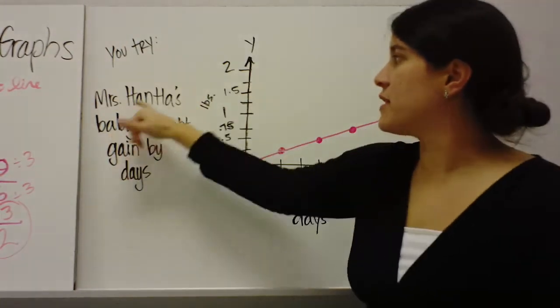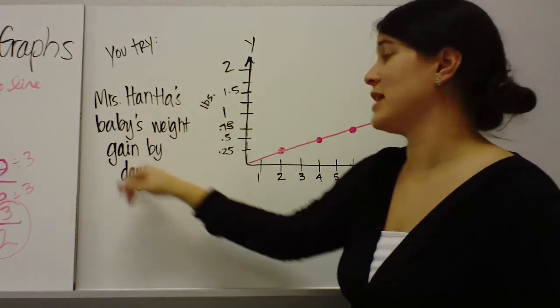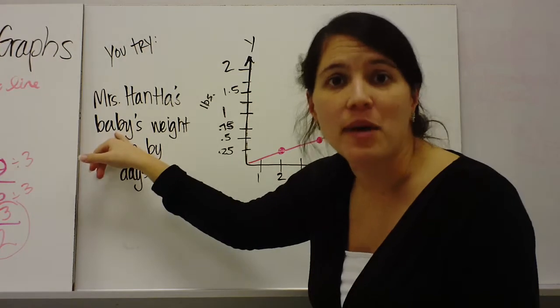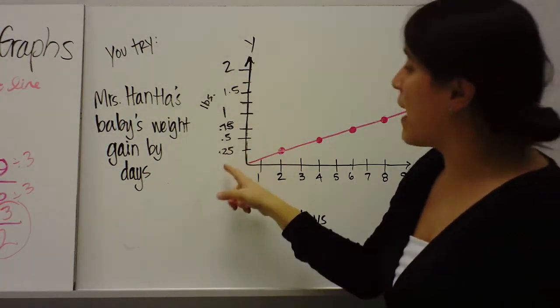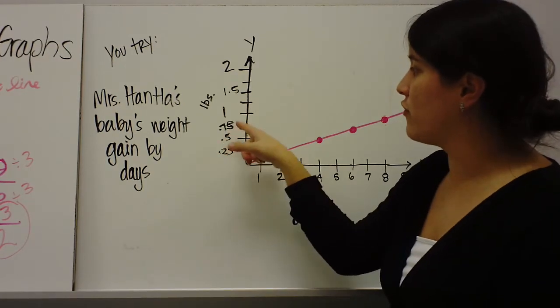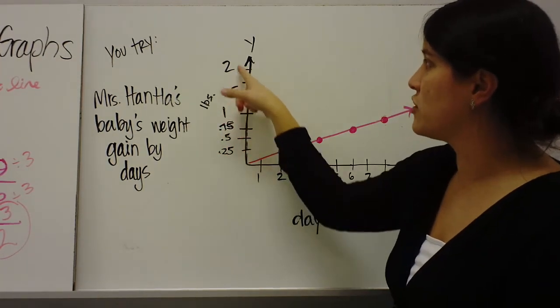Alright, so here's a Try It. This is Mrs. Hantlin's baby's weight gain by day. So this is my baby. After I have my baby, baby obviously has to gain weight. So here's a graph. These are the pounds: 0.25, 0.50, 0.75, 1 pound, 1.5, 2.